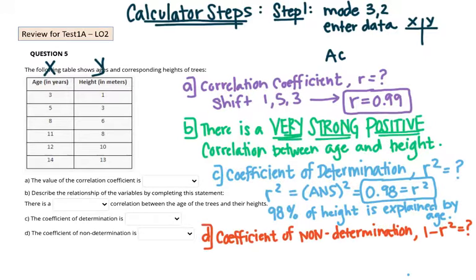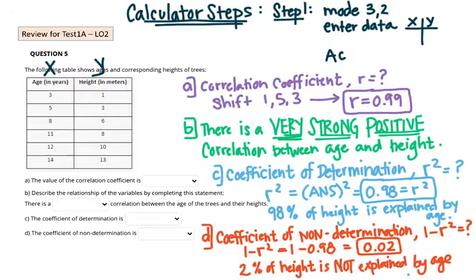Okay, the next question is asking about the coefficient of non-determination, which, as you remember, is 1 minus R squared, which in this case would be 1 minus the coefficient of determination, 1 minus 0.98, which is 0.02, which means that 2% of the height of the tree is not explained by the age. Maybe other things affected the height, like was there enough rain or was there enough sun? So most of the height of the tree, 98%, can be explained by the age, but 2% cannot.